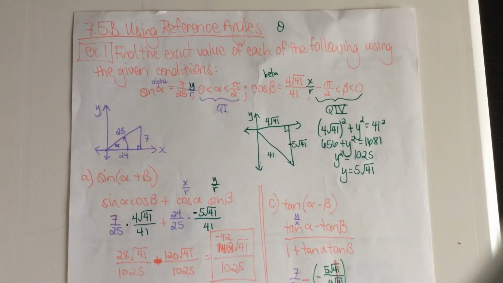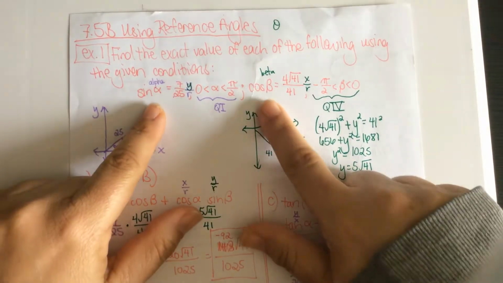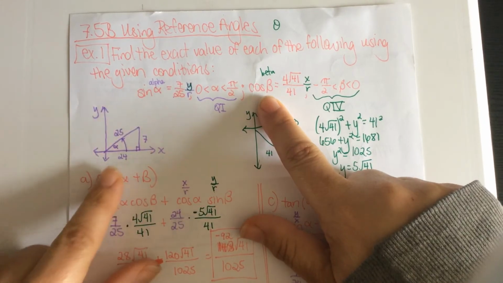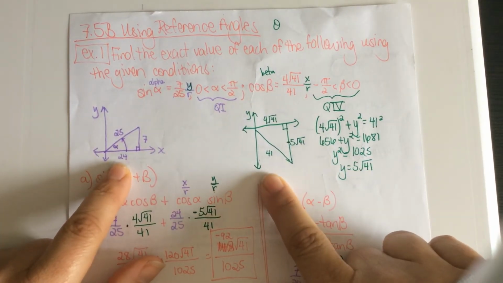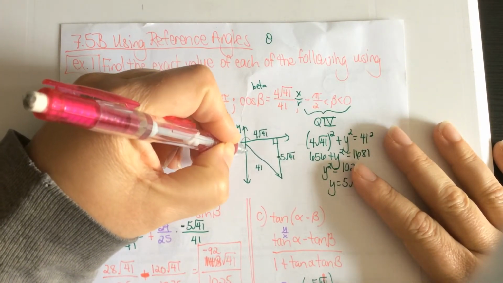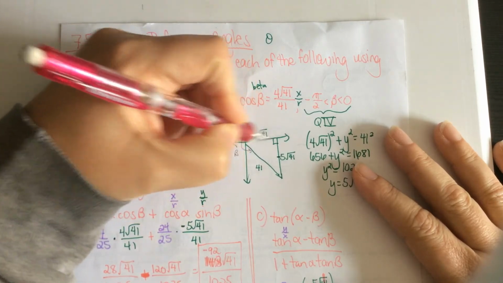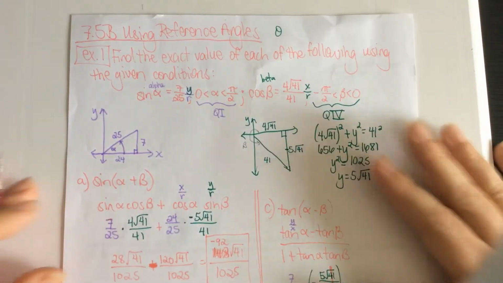7.5b, we didn't know the measures of angles, so we just referred to them as alpha and beta. And we drew a picture for alpha and a picture for beta. Oh, I didn't label this. This angle, we always are talking in standard position, which means starts on the positive x-axis and rotates counterclockwise.